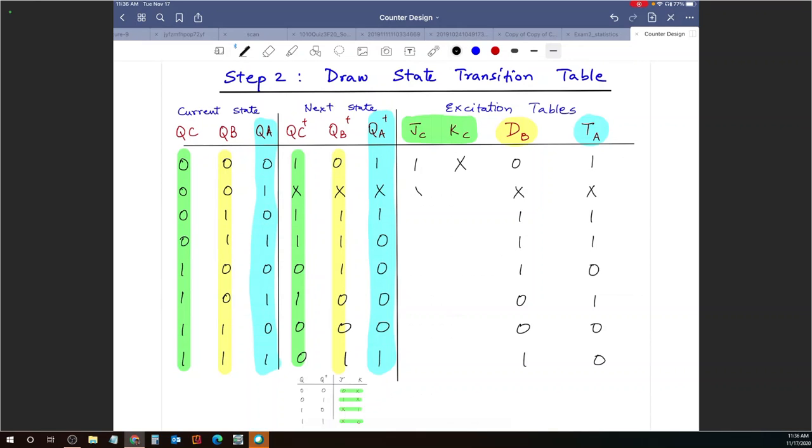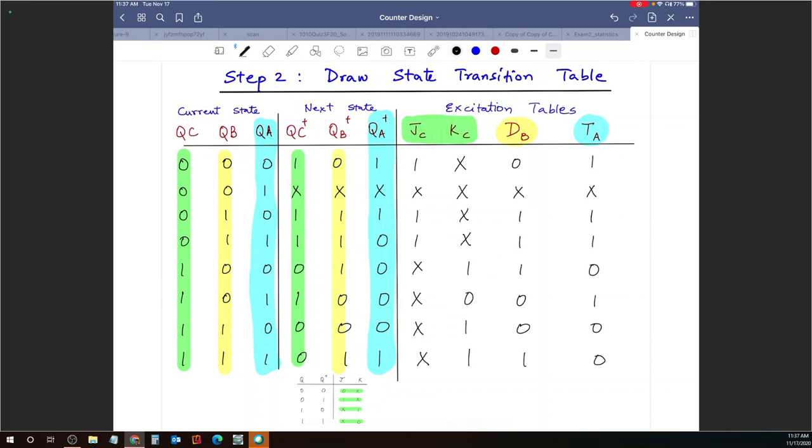What's next? 0 to x. Well, that would simply be xx. What's next? 0 to a 1. Well, 0 to a 1, we just did 1x. 0 to a 1 again. That's again 1x. 1 to a 0. 1 to a 0 is x1. 1 to a 1 is x0. 1 to a 0 is x1. And 1 to a 0 again is x1 again.